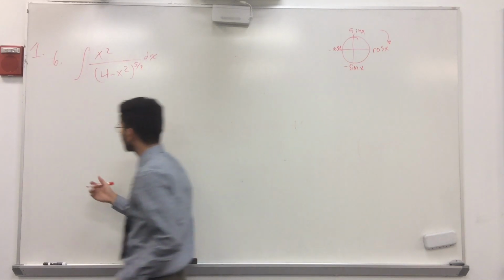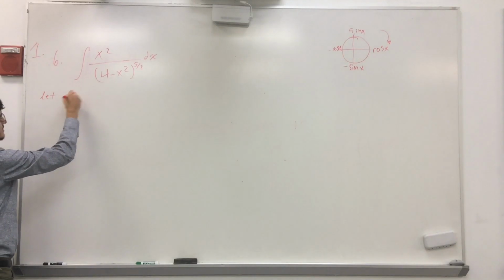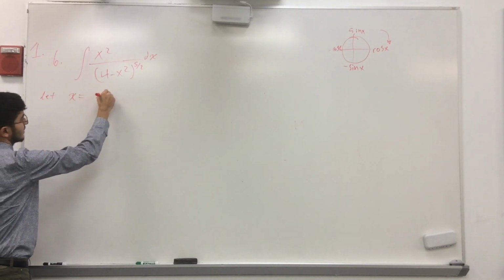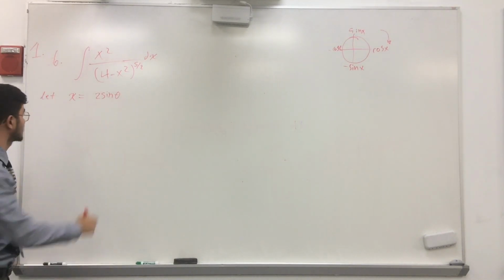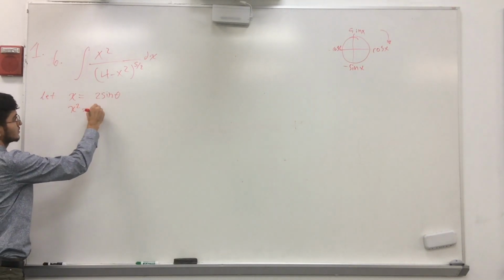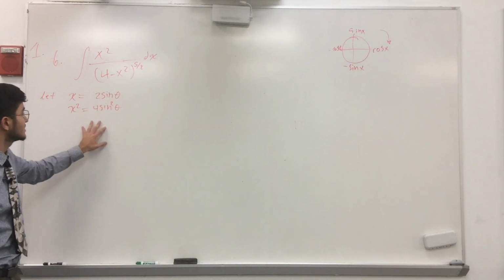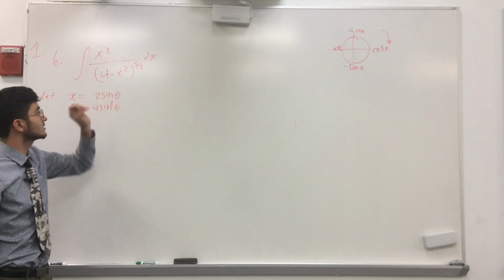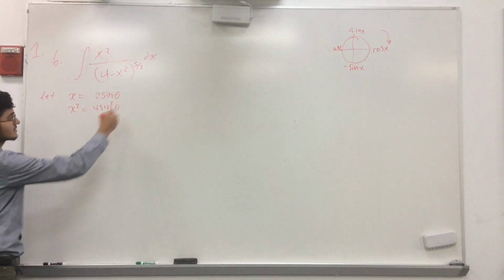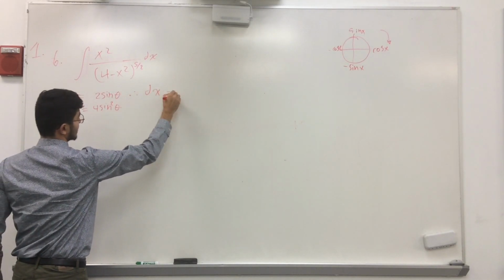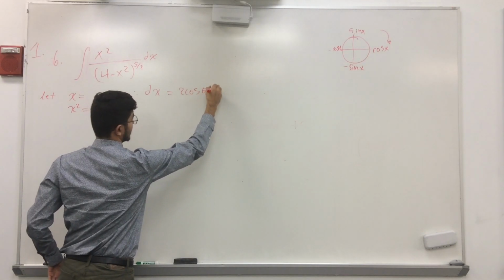So we're going to do the following. We're going to let x equal 2 sine theta, because what happens when you square this? You get x squared is equal to 4 sine squared theta. You can take advantage of this to factor out and make it one term in the denominator. Now dx is nothing but the derivative of 2 sine theta, which is 2 cosine theta d theta.